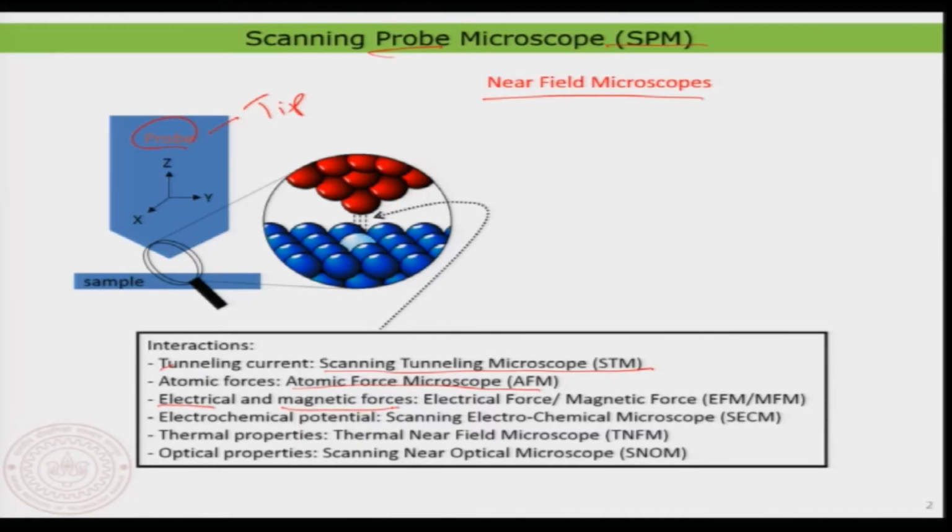Then you have electrical force microscopy or magnetic force microscopy, generally known as EFM, MFM and so on, which is another type of atomic force microscopy, but where you are just looking at the electrical force that is acting between the tip and the sample. In atomic force microscopy, the only difference is that the tip is not just floating like that, it is basically kept on something known as a cantilever.